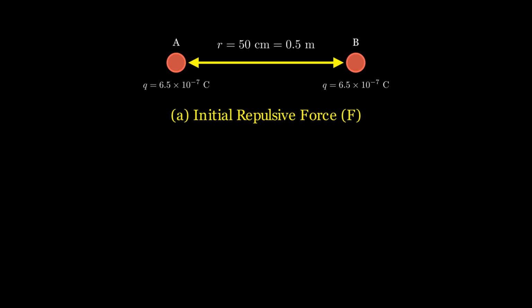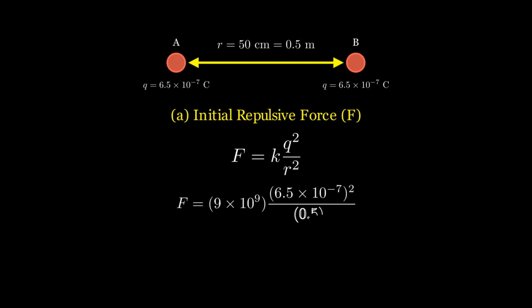We then use Coulomb's law, F equals k times q squared divided by r squared. Plugging in Coulomb's constant, that is 9 times 10 to the power 9, our charge q, and the distance of 0.5 meters. We calculate the initial force F to be approximately 1.5 times 10 to the power minus 2 newtons.